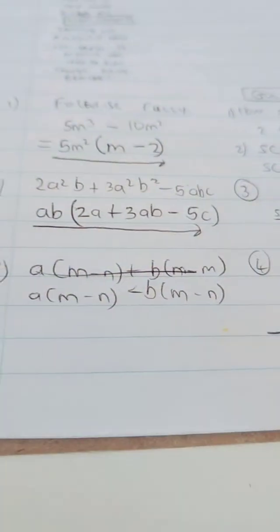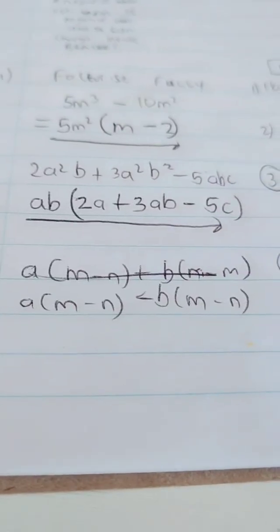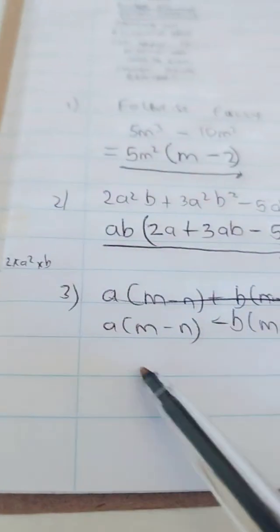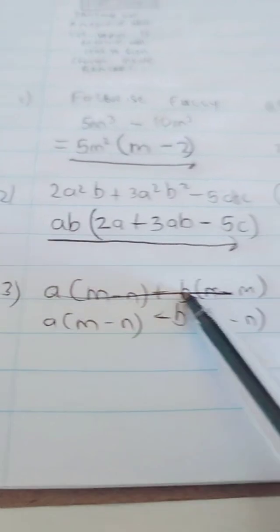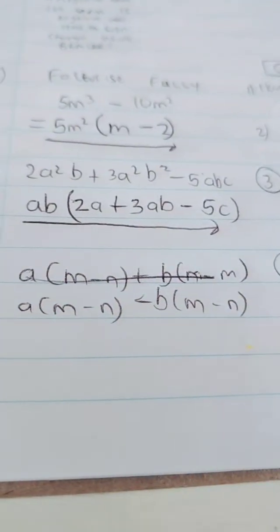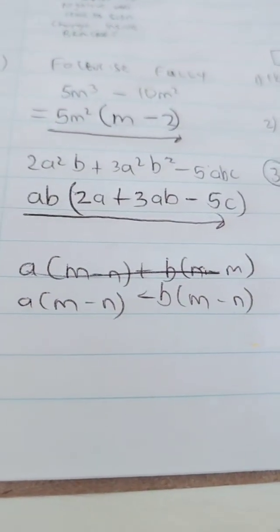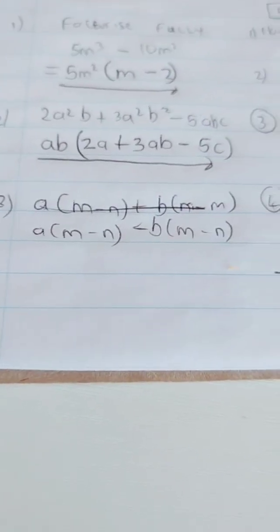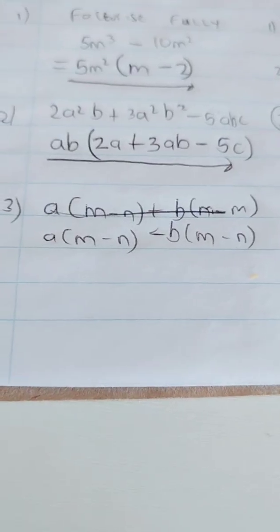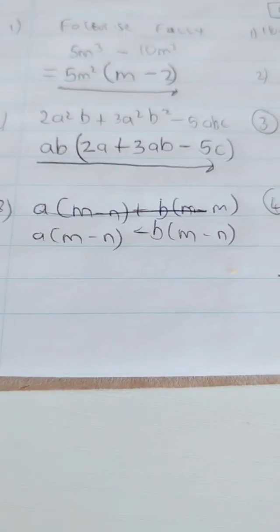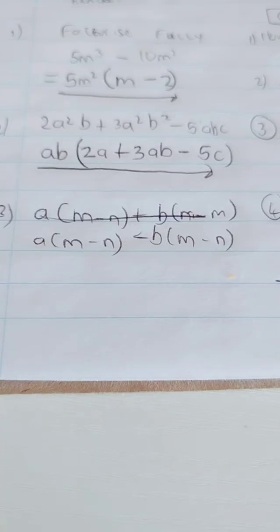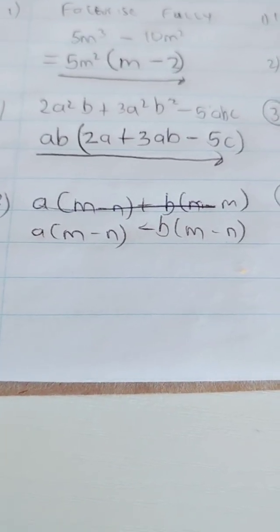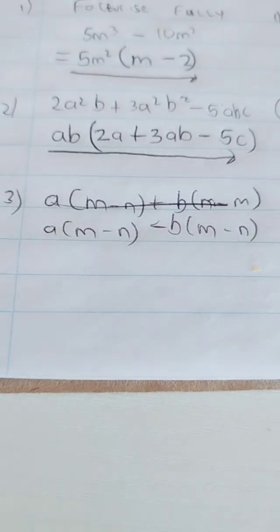Okay, let's look at this expression. We have A into M minus N minus B into M minus N. First question you ask is how many terms are in the expression? Let's see in the comment section if we can answer this. How many terms are there in the expression?